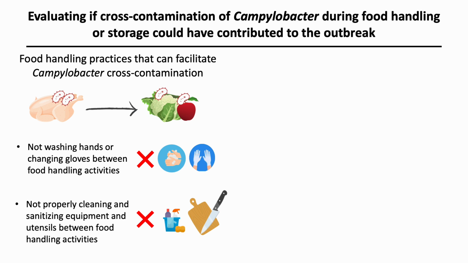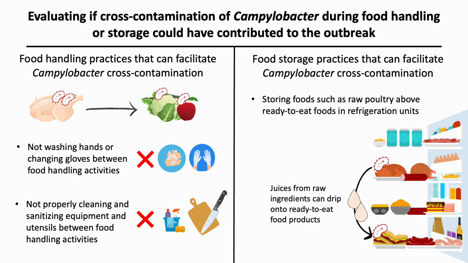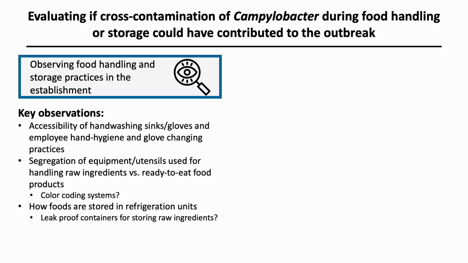Additionally, poor separation and storing foods like raw poultry or eggs above ready-to-eat foods in refrigeration units can, in some instances, facilitate cross-contamination of Campylobacter, as the juices from these raw ingredients at higher risk for being contaminated with Campylobacter can drip down onto these ready-to-eat foods. To identify whether food handling or storage practices could have facilitated cross-contamination of Campylobacter, environmental health investigators should evaluate the practices used to prepare and store food products in the establishment during site visits.